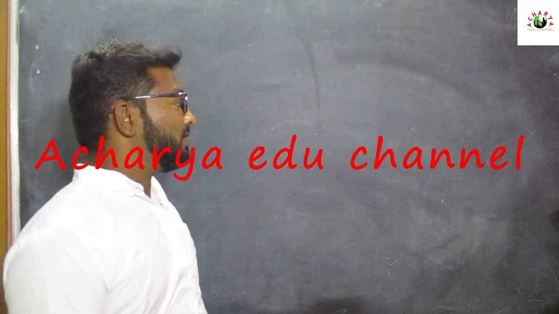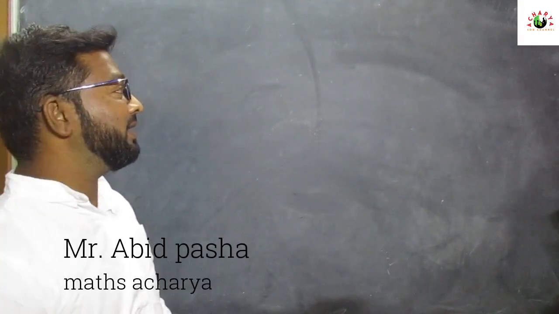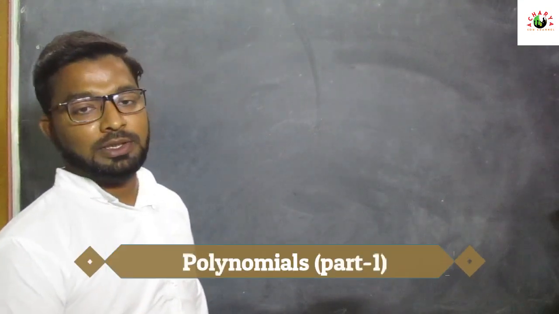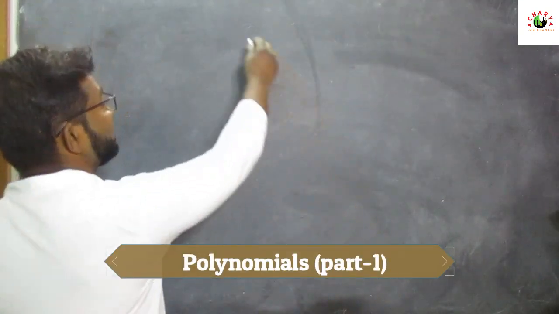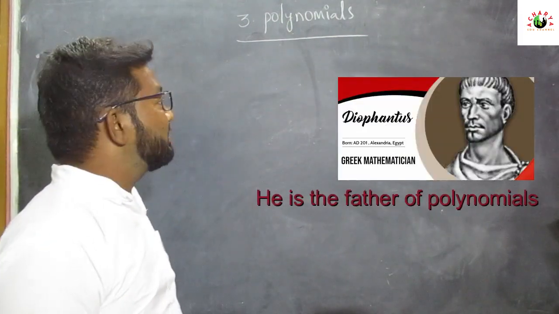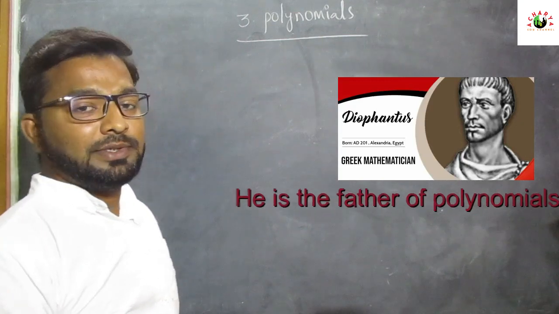Last class we discussed sets. The chapter is completed. Now I am going to start the third chapter in our 10th class textbook, that is polynomials. Before going to polynomials, we are discussing some examples.